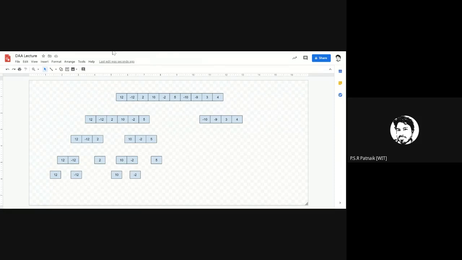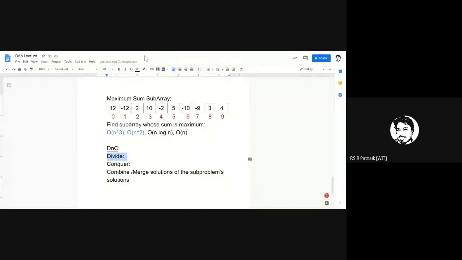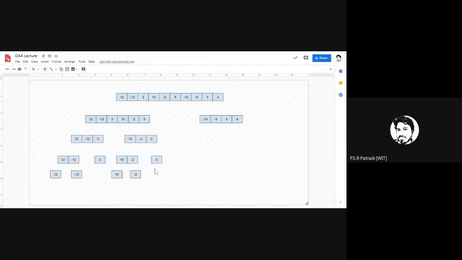So what I have done is, now I am done with the divide operation. So the divide operation is now done. Now what is remaining? Conquer. In conquer, what do we do? We solve the subproblems. So when we solve the subproblems, what is the least subproblem at which I ended up? The least subproblem I ended up with is subproblem size 1.